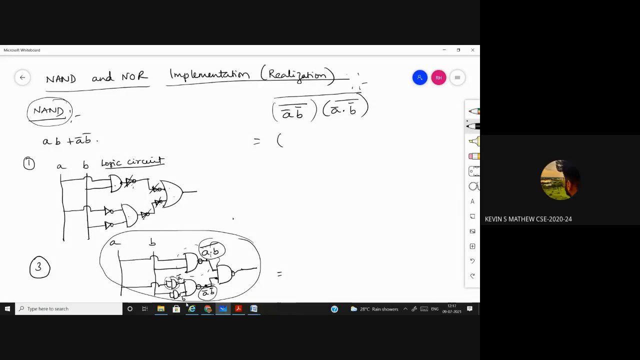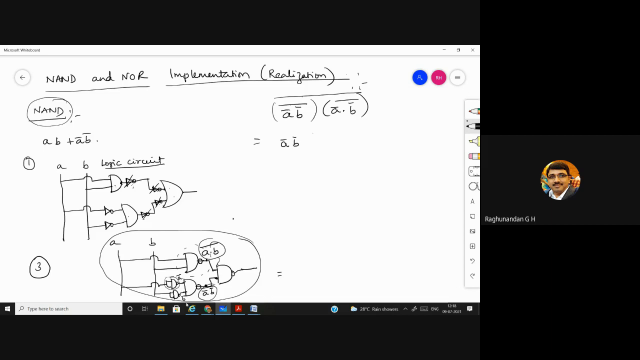Sir, (A bar plus B bar) into (A double bar plus B double bar), the whole bar. A bar plus B bar. So you are applying this one or this one first? This one, sir. The main one? Yeah, the main one. Okay.